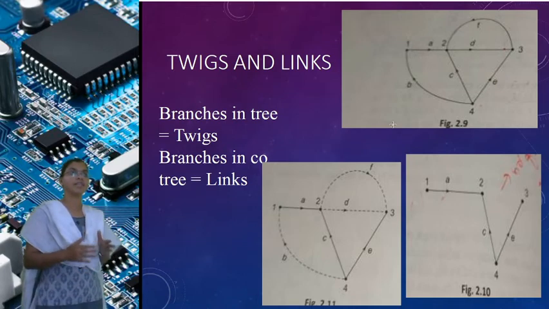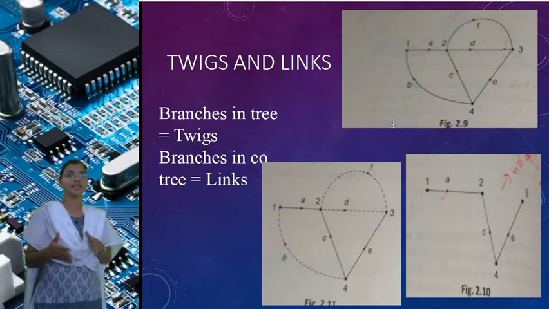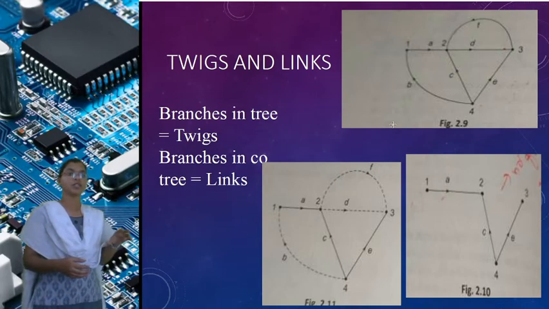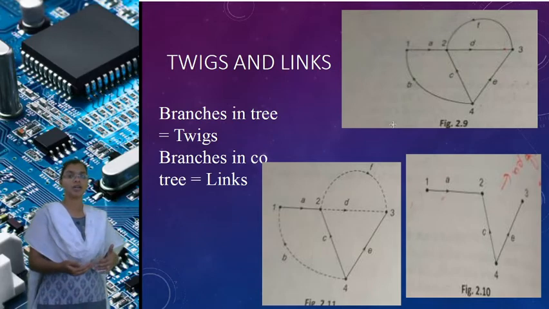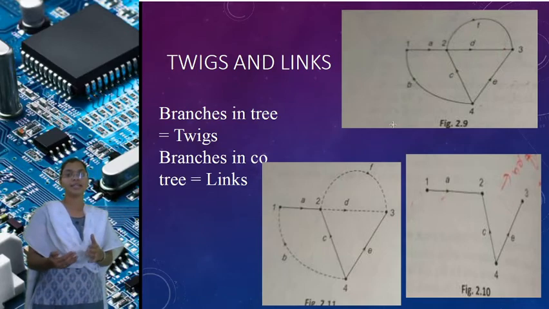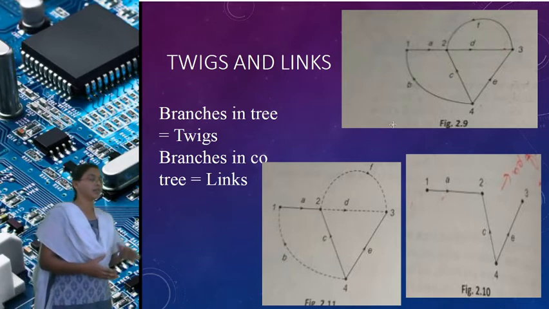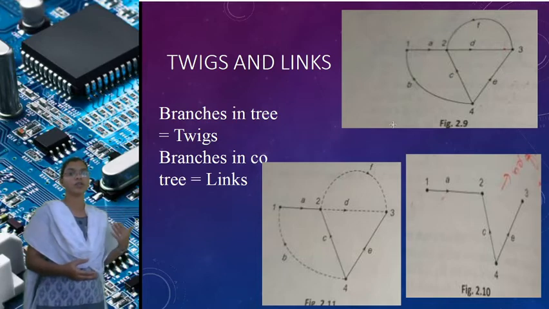In that subgraph, all nodes should be connected, and the number of branches we use in a tree should be less than the branches in the particular network or graph. So we are going to draw different types of trees for a particular network or graph. The unused branches in a tree will form another subgraph, named the co-tree of that particular network. So how we are going to draw the co-tree, how we are going to draw the tree.